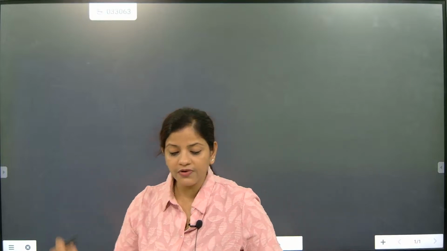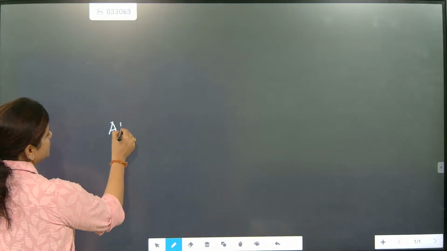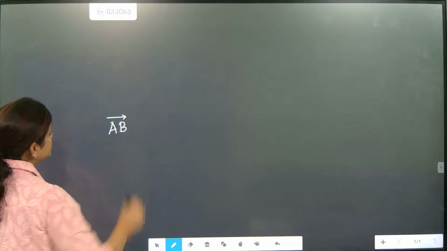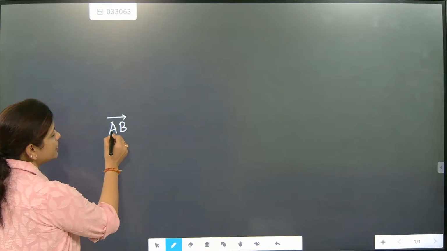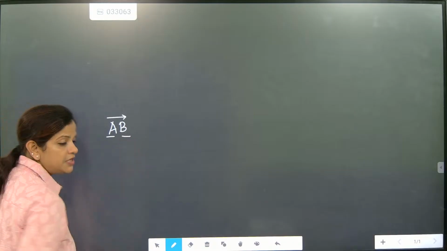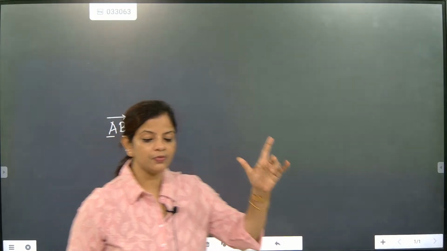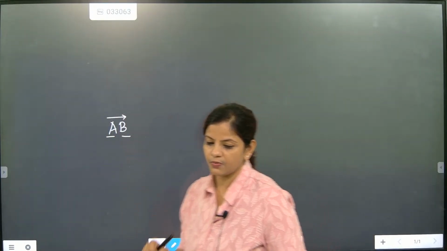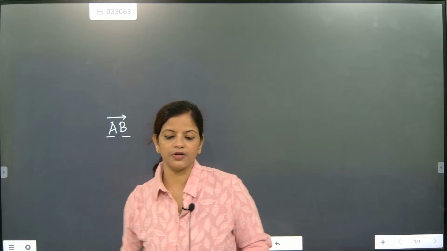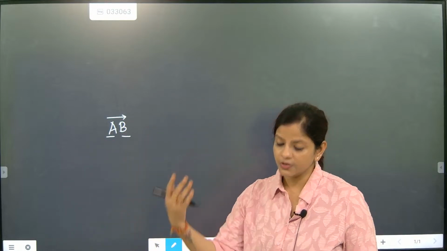Whenever you write a vector, first remember a few basic things. When you write the vector AB with an arrow, I am starting with the basics. A will become the initial point and B will become the terminal point. The terminal point is the point where the vector proceeds to. Initial point and terminal point, that is the most important part of a vector. Now we will go to the next section.